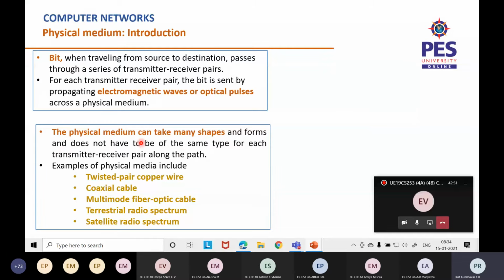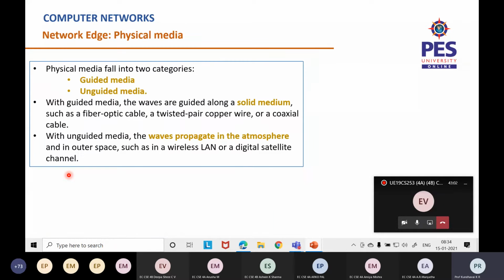So the examples of physical media include twisted pair, coaxial cable, fiber optic cable, radio spectrum, and satellite channel. As I said, these fall under two categories, guided and unguided. Whichever are wired fall under guided, whichever are in the air fall under unguided media.